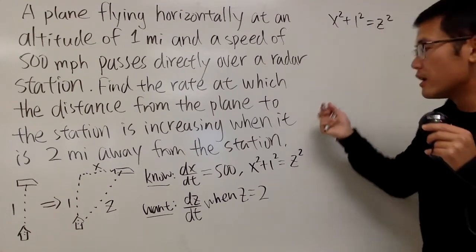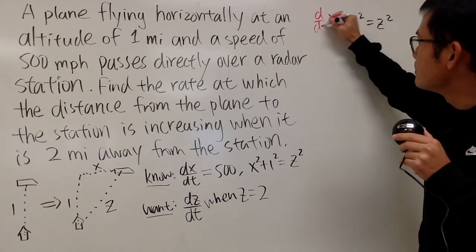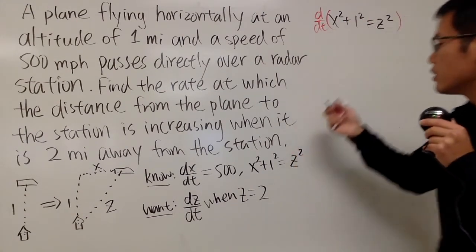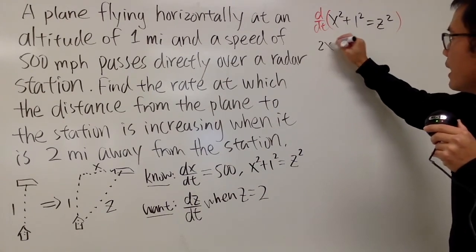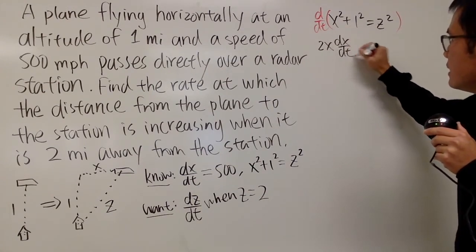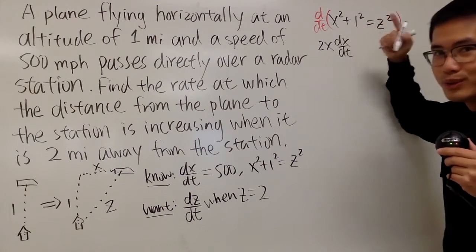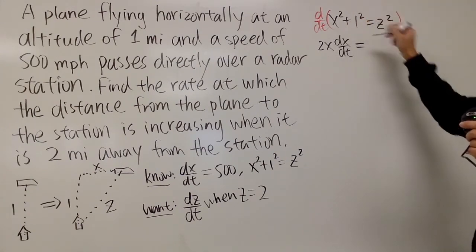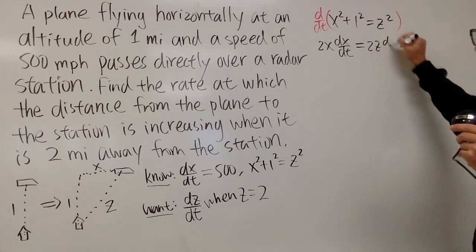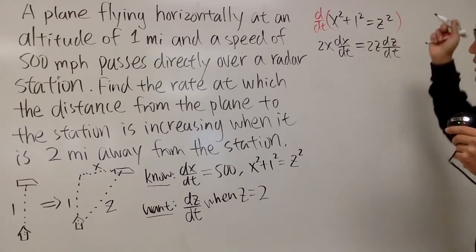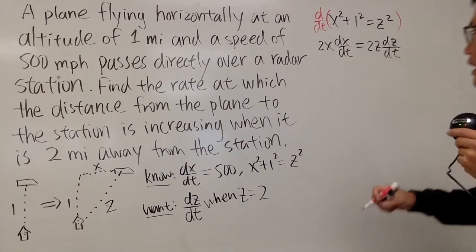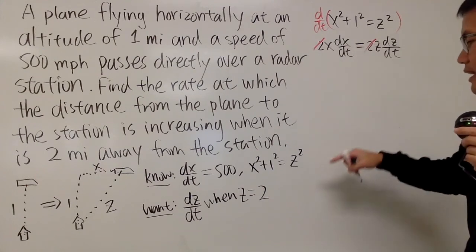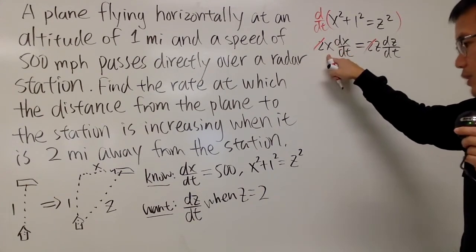From here, let me differentiate this with respect to time. And remember, x and z are both functions of time. So when we differentiate this, we first get 2x and then dx/dt, and differentiating 1 squared just gives you 0. That's very nice. And differentiating z squared with respect to time, we get 2z dz/dt, like this, which is very nice. And now, of course, we can divide by the 2 on both sides, so we can cross this out.